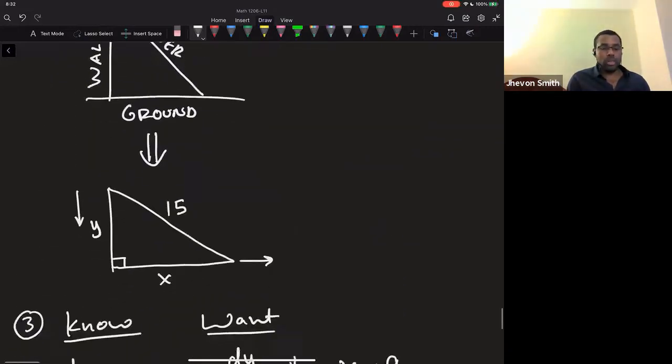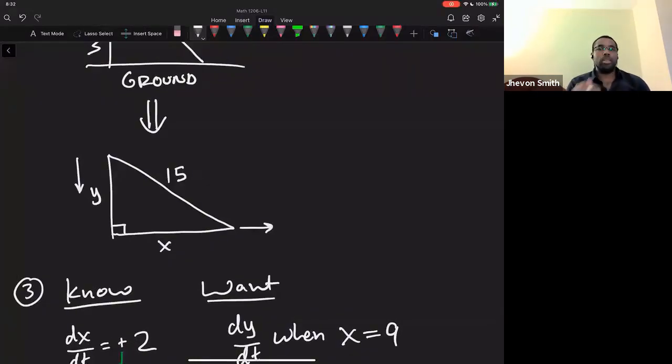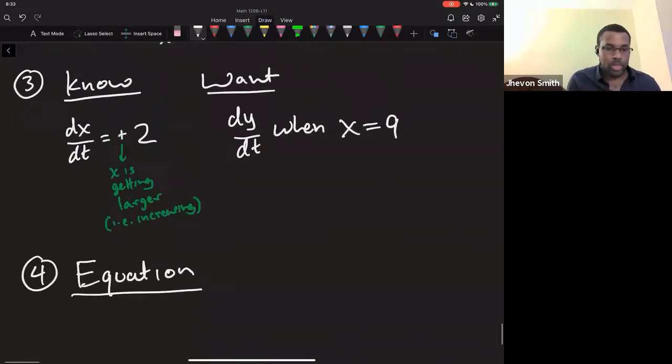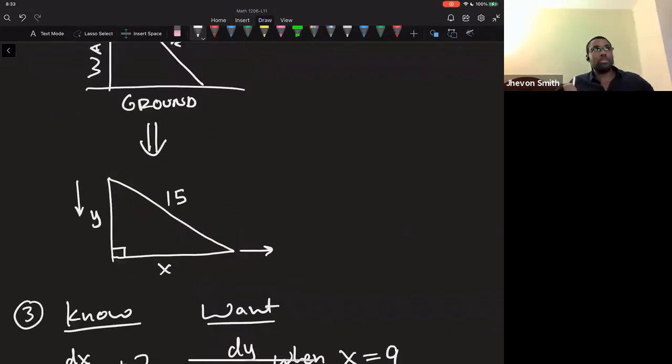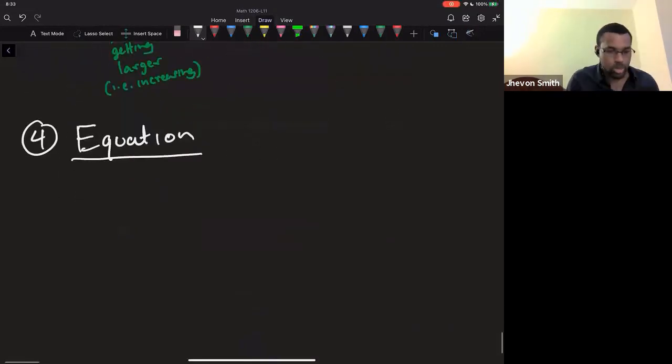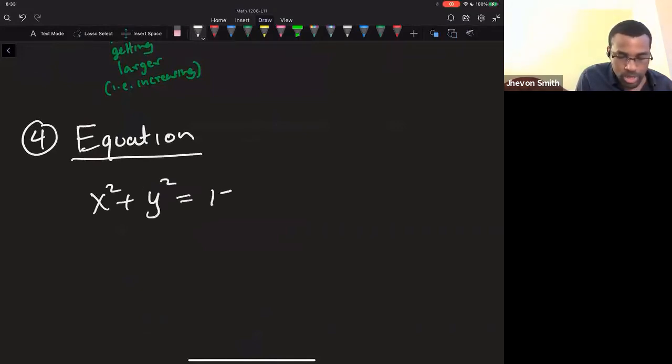What's the equation here that relates all my quantities? Is it the Pythagorean theorem? Pythagorean theorem, right? The sum of the squares of the legs is equal to the square of the hypotenuse. So this means that x squared plus y squared equals 15 squared. All right, cool. Step 5, differentiate.